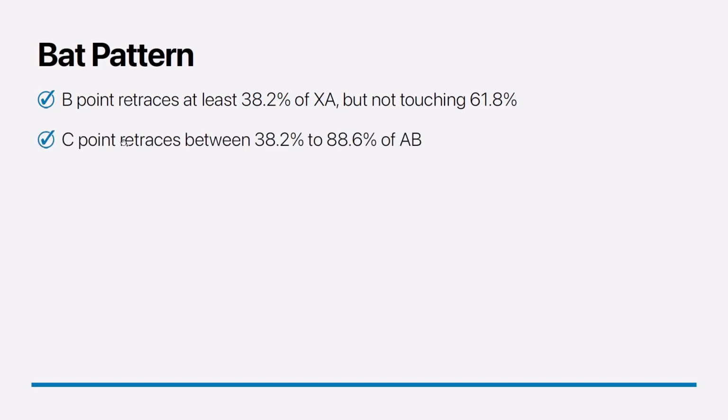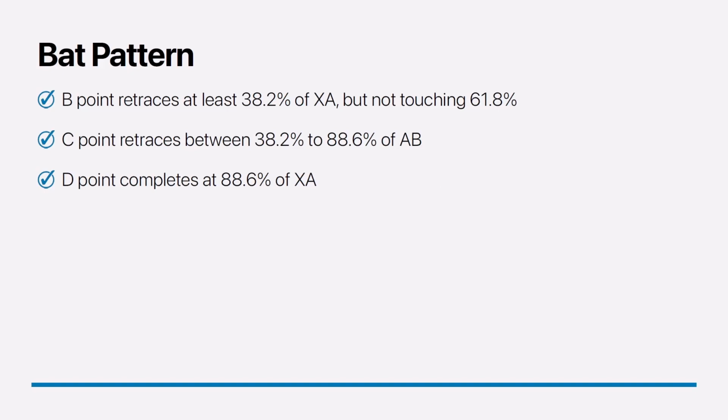Then point C is basically the same. Point C retraces between 382 and 886 of AB, so within that range, it's fine. And point D is different, because point D for a bat pattern completes at the 886 of the XA leg. So Gartley pattern completes at 786, but the bat pattern completes at 886. That's the difference between the two.